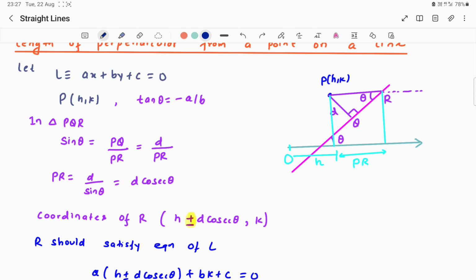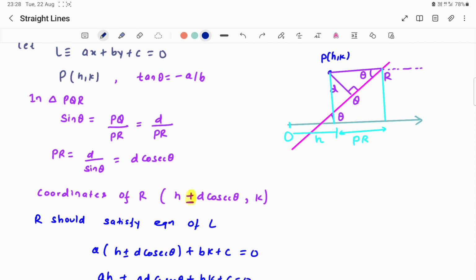Okay, so I can write sine theta is equal to what? PQ by PR. PQ is D. PR is PR. So PR is equal to how much? D by sine theta, which we can also write as D cosec theta, isn't it?